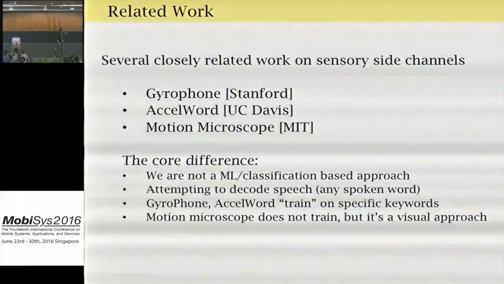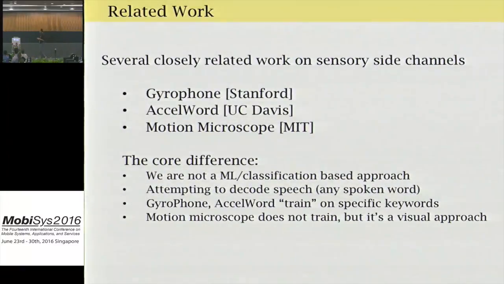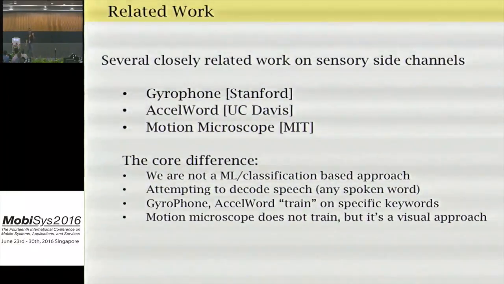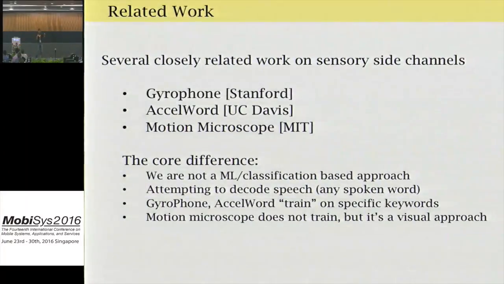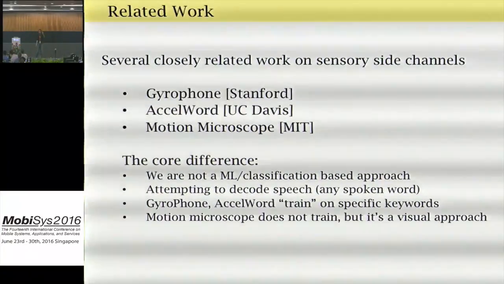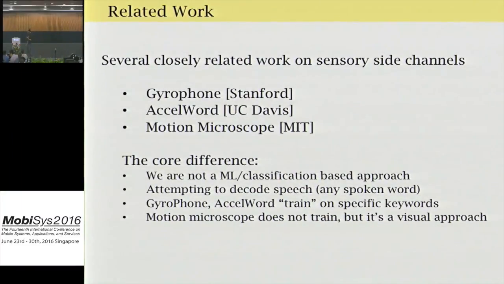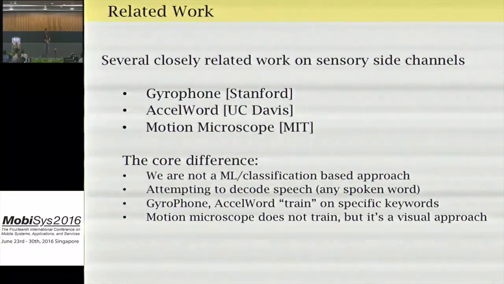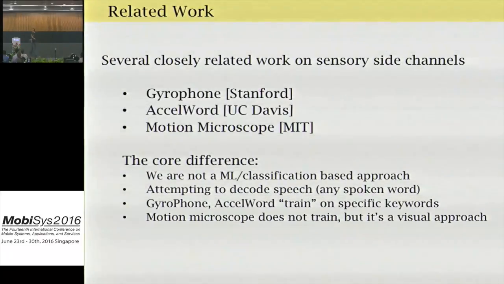I must say that there is a good amount of work in this area. We are not the first to do this. Gyrophone from Stanford a couple of years back showed that if sound is played near a phone, the gyroscope of the phone responds to that sound. And AccelWord, I think last year at MobiSys, showed that even the accelerometer has a response to this. But both Gyrophone and AccelWord use machine learning, in the sense that they know the word they're looking for and pattern match with the signal that is being recorded. Whereas what we are trying to do is speech reconstruction from the ground up, in the sense that the automatic speech recognition software can decode it.